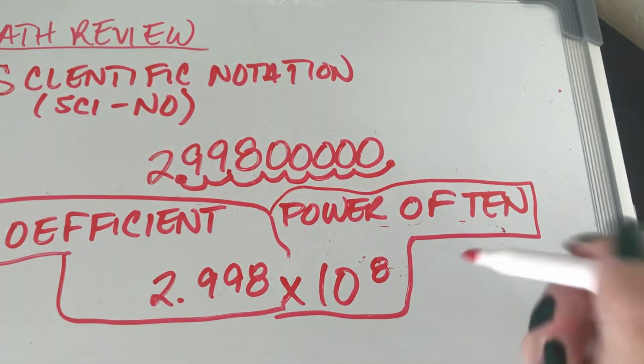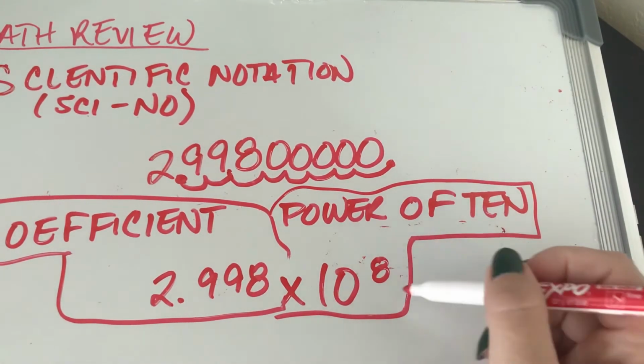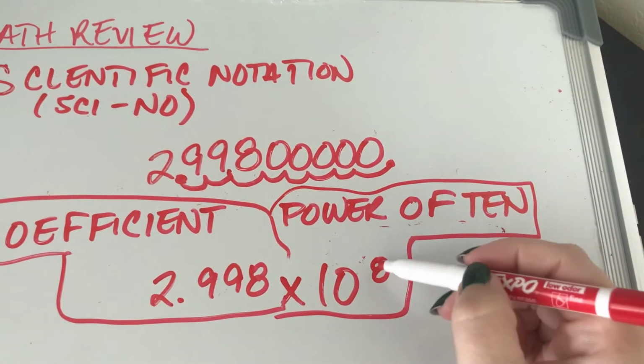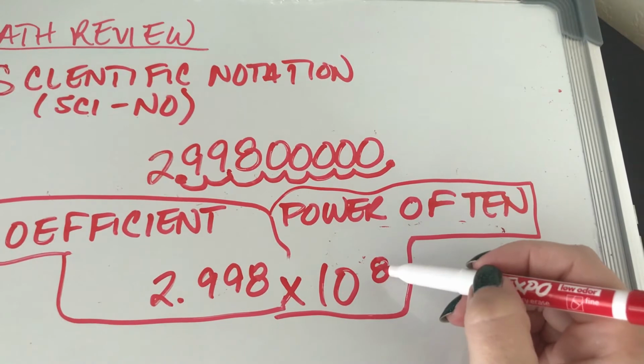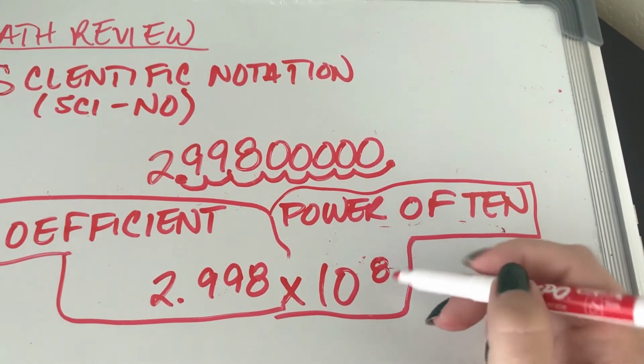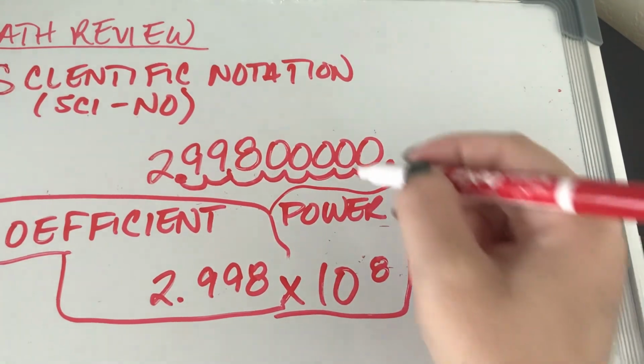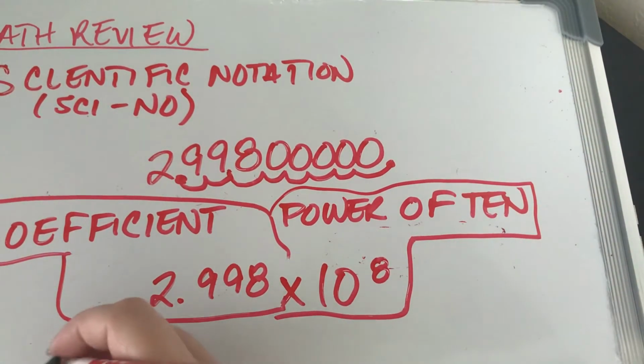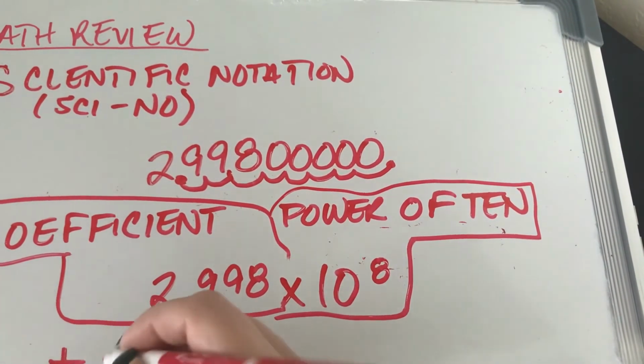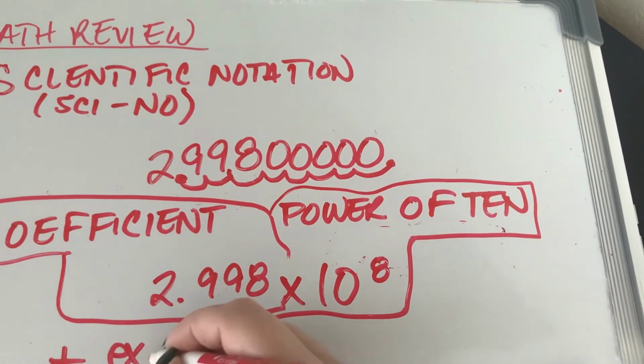Cool. So the place where I think a lot of students get tripped up with this is: is this a positive exponent or a negative exponent? Okay? Especially when you're starting out with the exponent and then you're going to the number. Okay? So the way that I think about this is positive exponents.